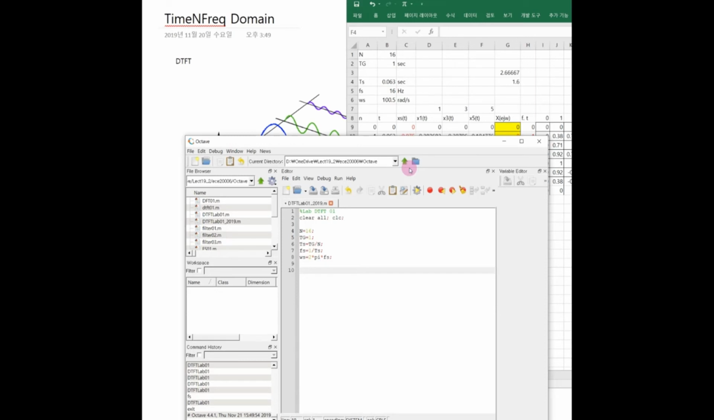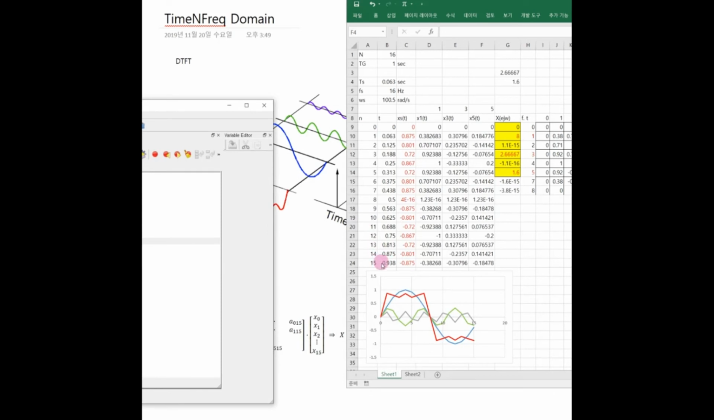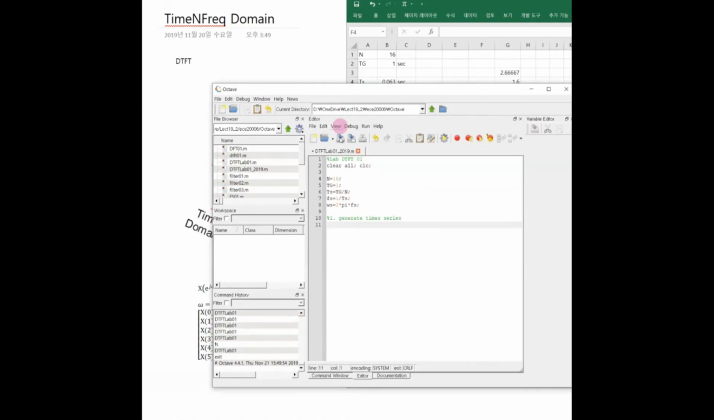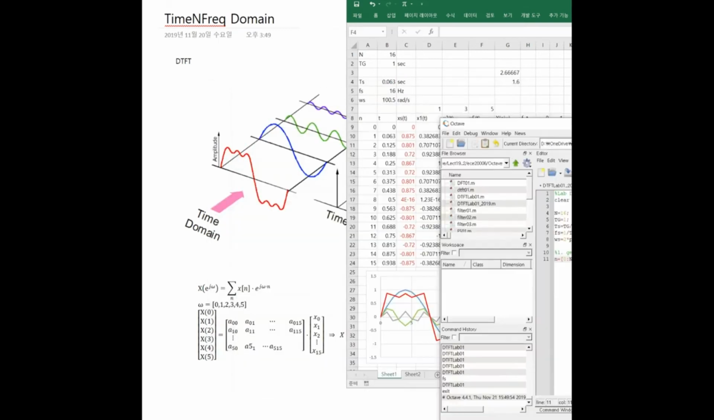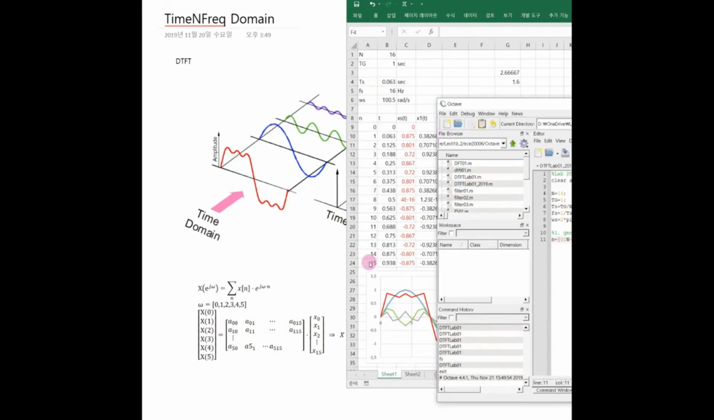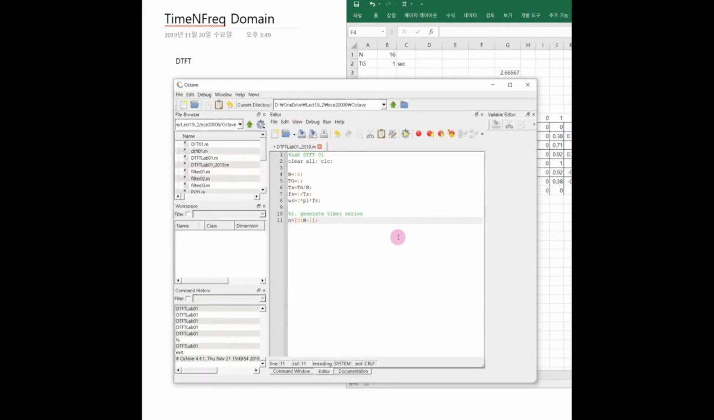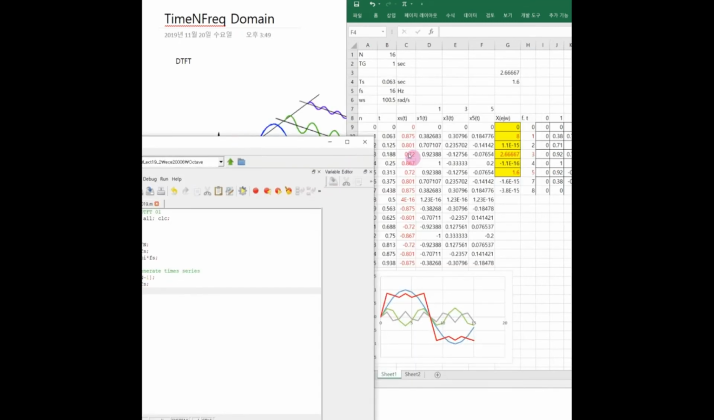And first, I would like to generate the time series. So to find it, I need the n index, and the time series should be found. So n is given as 0 to N minus 1. So that's this part, 0 to 15. And what about Ts? The time series is n times the sample time Ts. That gives this value.